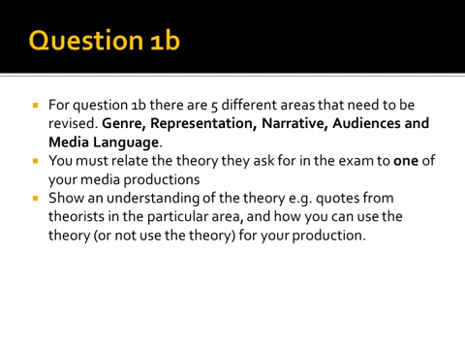So question 1B. There are 5 different areas that need to be revised here: genre, representation, narrative, audiences and media language. You must relate the theory they ask for in the exam to one of your media productions and show an understanding of the theory, for example, historical context to it, have quotes from the theorists in the particular area as well, and how you can use the theory or not use the theory for your production.